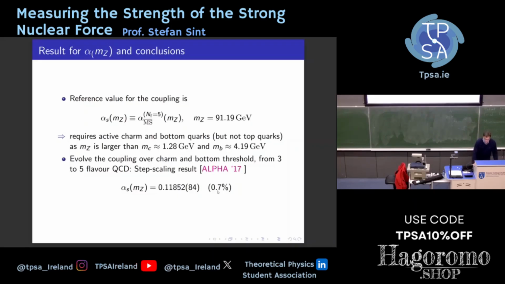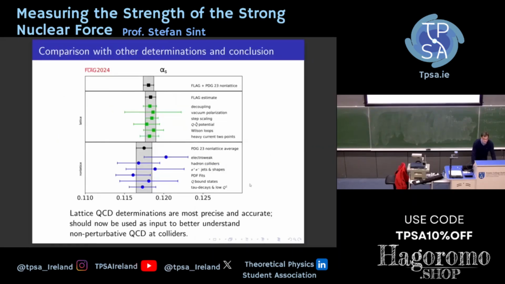This was the result in 2017 already, and we have since used different methods, which I didn't have time to explain. But here is a compilation. This FLAG 2024 is the Flavor Lattice Averaging Group. It's an initiative of people from collaborations working in lattice QCD worldwide. Some 25 people, and there are different working groups for the different quantities that are determined. And I'm the coordinator for the alpha S working group. So this is the latest plot that we produced.